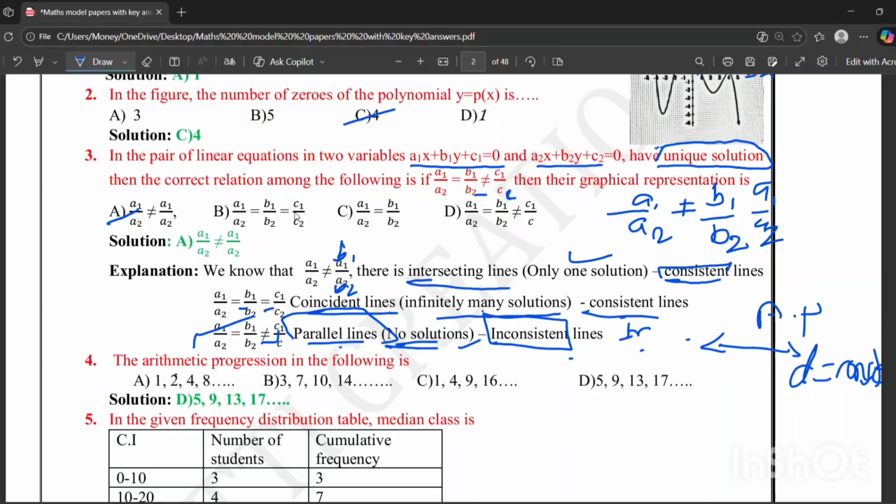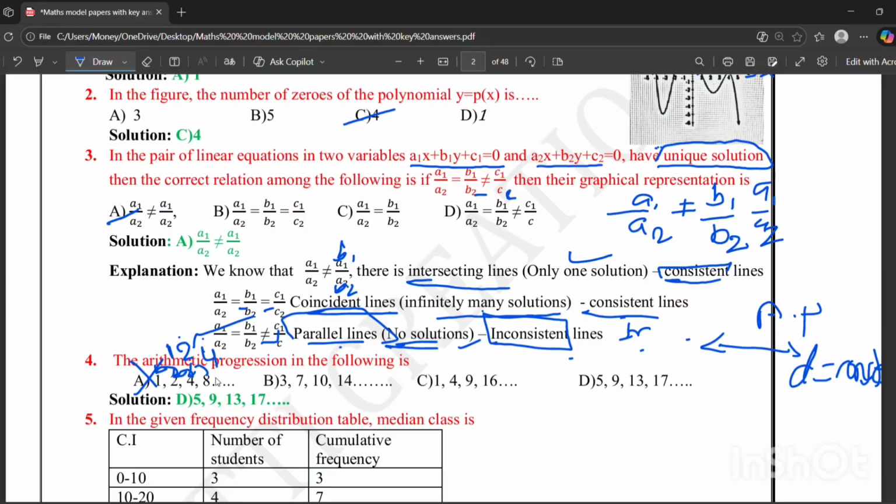Let us check the first option. 2 minus 1. What is the common difference here? 1. What is 4 minus 2? The difference is 2. And 8 minus 4. The difference is 4. So the difference is varying. So it is not our AP.